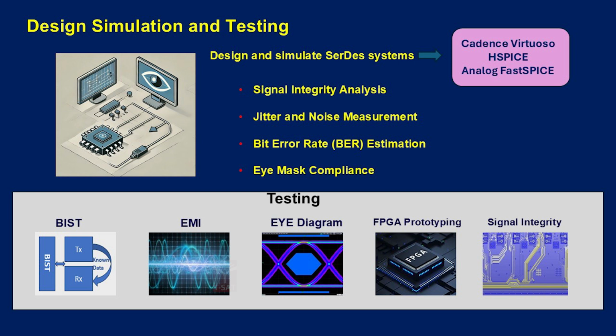EMI, electromagnetic interference. We use the eye diagram to measure the signal quality. We use FPGA to do some prototyping of the PHY. We do signal integrity analysis, and when we do it in our design, we make sure that we take care of some of the coupling constraints. We model the coupling constraints properly from the PCB and from the packaging.